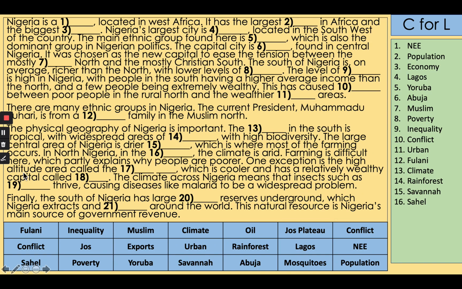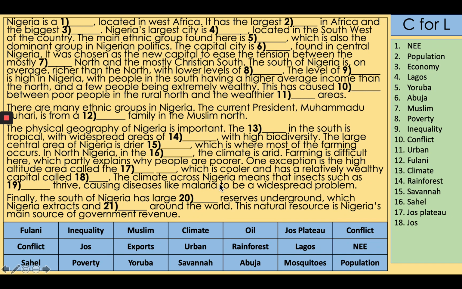One exception is the high-altitude area called the Jos Plateau, which is cooler and has a relatively wealthy capital called Jos. I should review this point with you. The Jos Plateau is an area in central Nigeria that's at higher altitude than the area around it. This makes it cooler and therefore easier to farm. It also, as a result, makes it wealthier. It's a very important town that we will discuss in a future lesson.